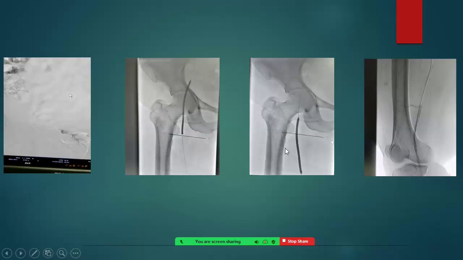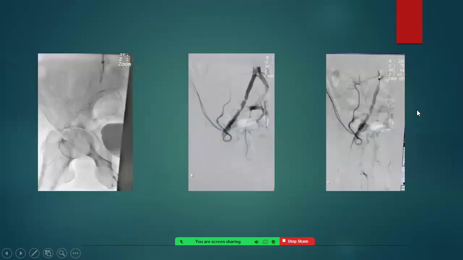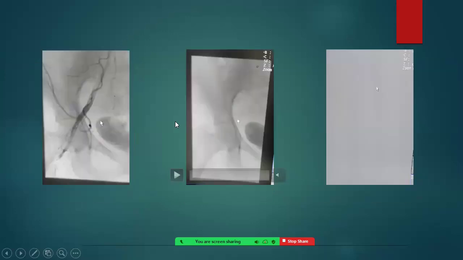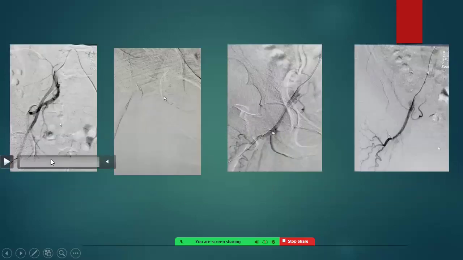And then after that, this is the deformation site. In the initial angio, the deformation site was very proximal, like in this angio we can see.